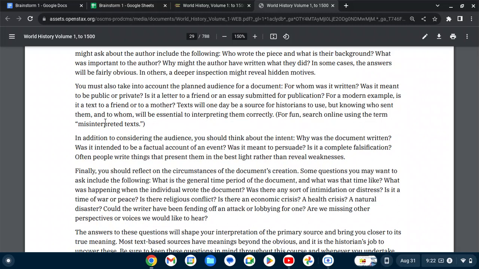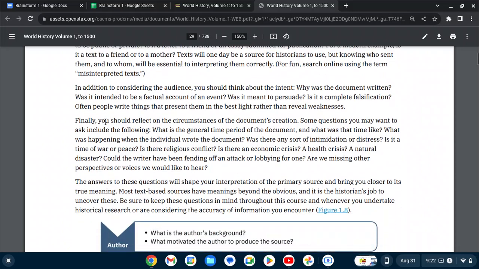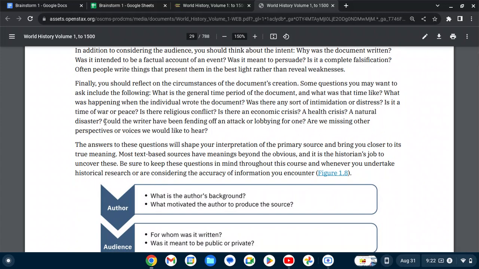Texts will one day be a source for historians to use, but knowing who sent them and to whom will be essential to interpreting them correctly. In addition to considering the audience, you should think about the intent. Why was the document written?